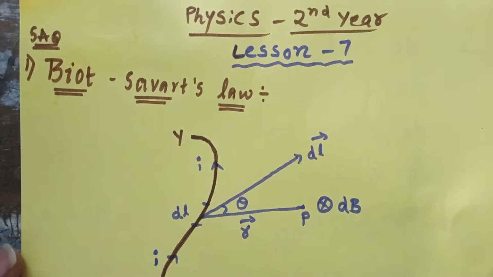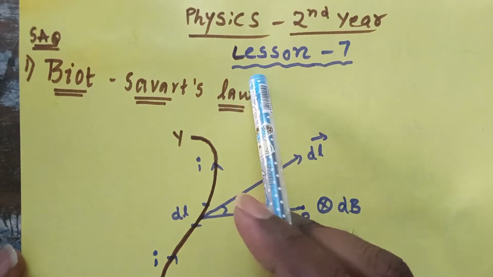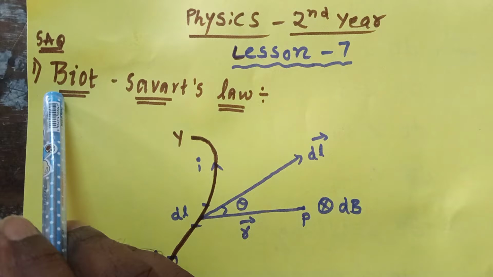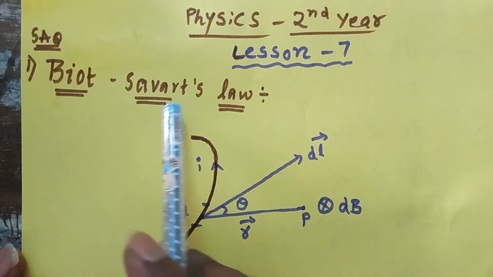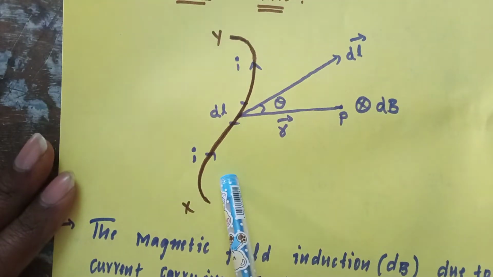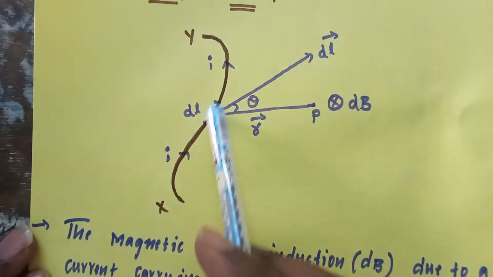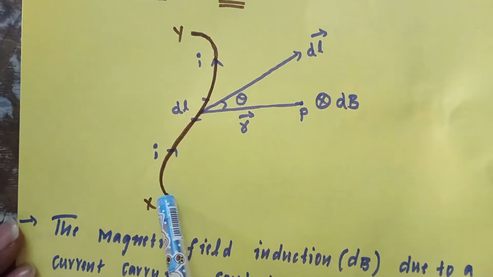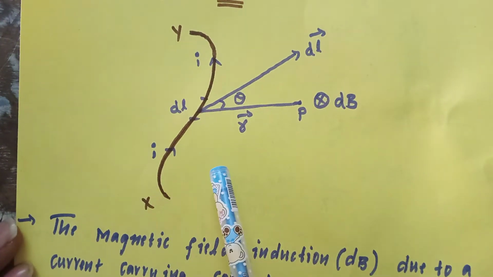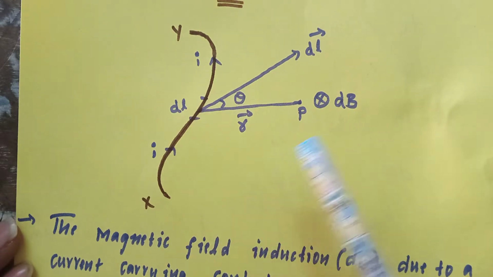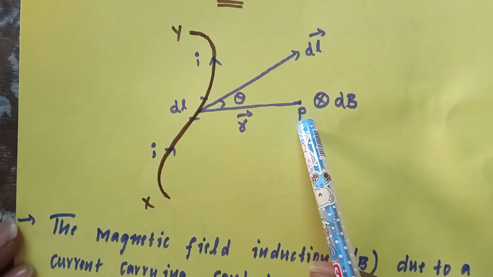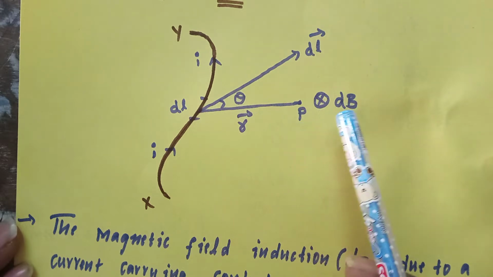Dear students, physics second year, lesson number 7, very important topic, Biot-Savart's law. Now this is the diagram. This is the current carrying conductor. We know a current carrying conductor always produces a magnetic field. So you can select one point in the magnetic field, that is point P.